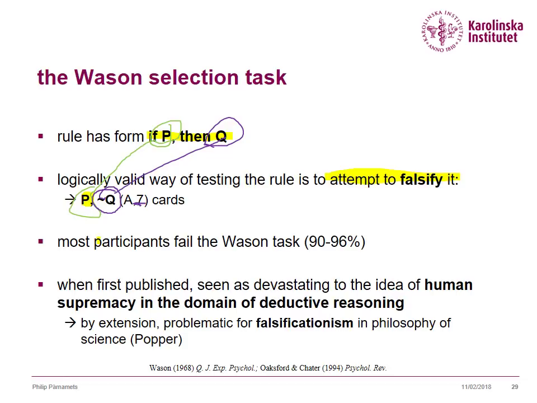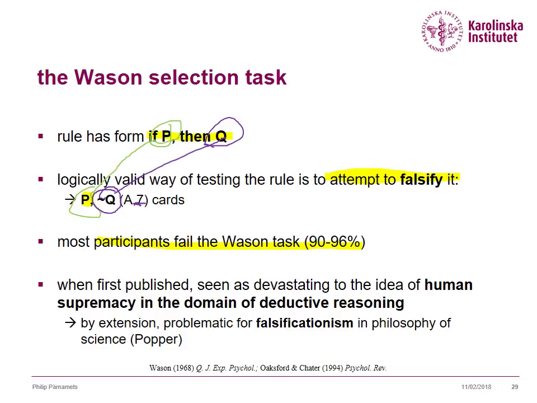Now, in terms of logic, this is about as straightforward as it gets, if you ask a logician. However, most participants fail the Wason task, and in the first reports, 90 to 96%, and of course this varies a lot with what population you're testing. But generally, this is highly replicable: most people find the Wason task to be quite difficult.